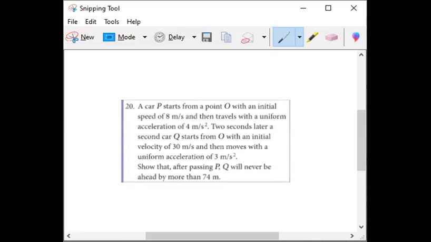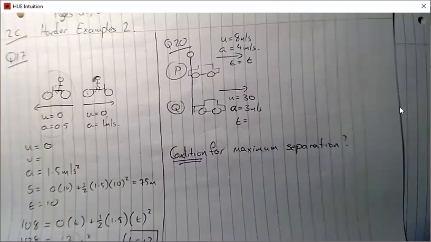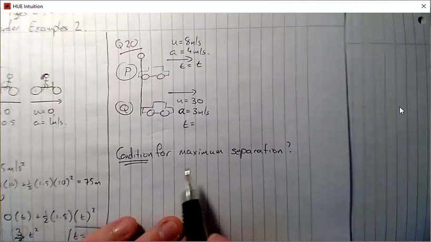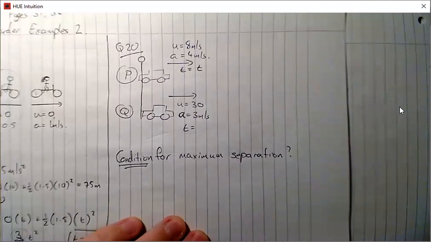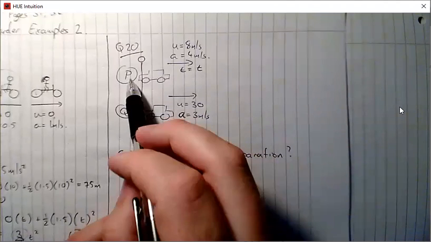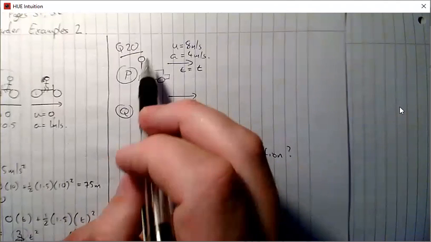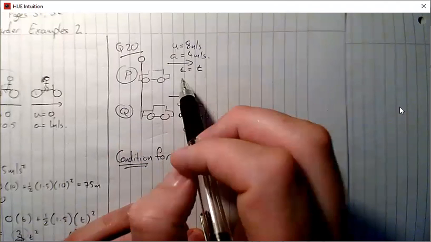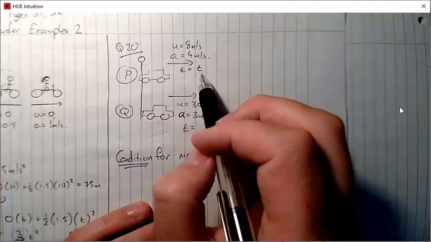Now, this question is a maximum separation question, okay? And we have a condition for maximum separation that I'm going to talk about in just a second. You've got car P passing the point O with an initial velocity 8, acceleration of 4. The time elapsed is t seconds.